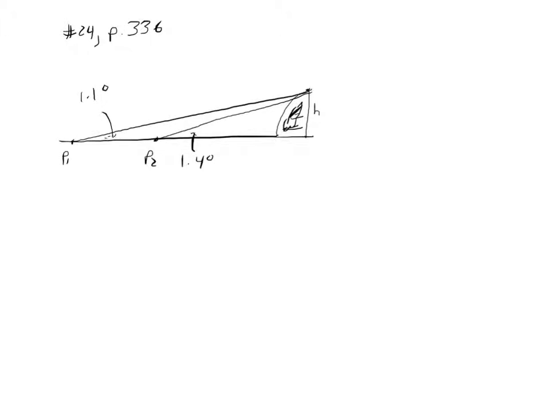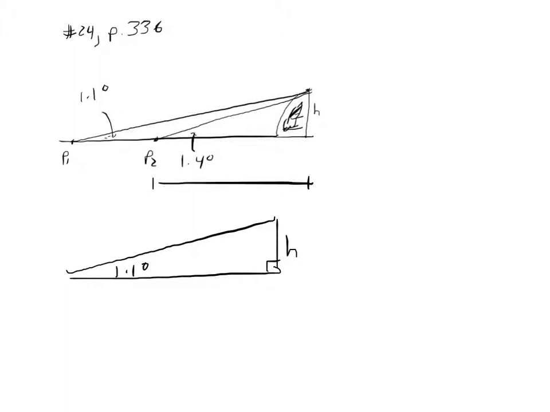If we draw each triangle separately from position 1, it's going to look something like this. Let's call the height of the mountain H, and I know that this angle right here is 1.1 degrees. I don't know how long this distance is, but let's call the distance from P2 to the mountain X.